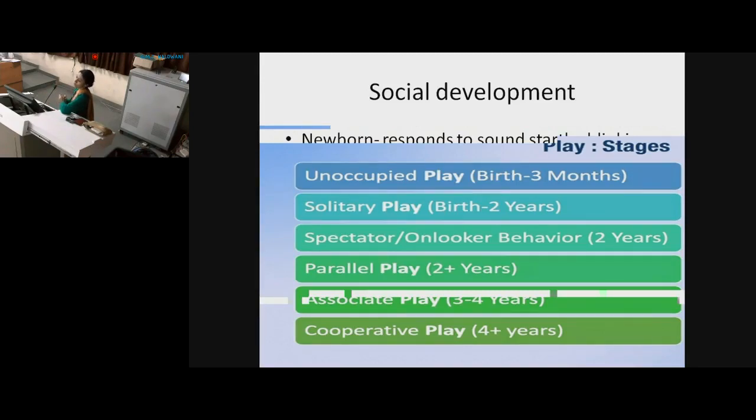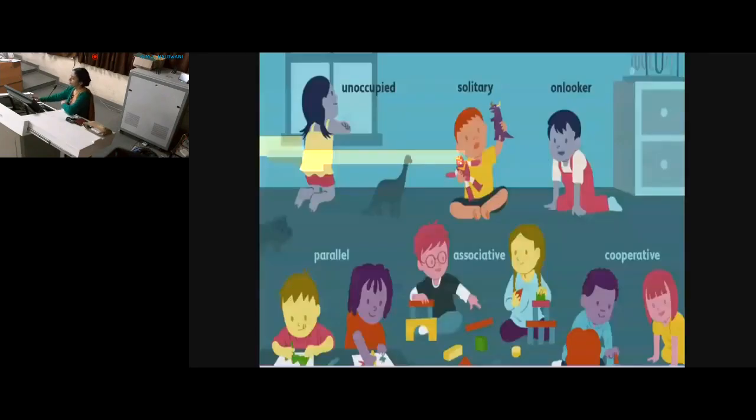Then cooperative play is at 4 years. That means, ab hum 3 jane jo hai, yahan par aate hain and we'll do a race. So that comes a little later. So this is unoccupied. So between birth to 3 months, this is unoccupied. If it is persisting in a child who's 6, 7, 8 months, something is wrong.